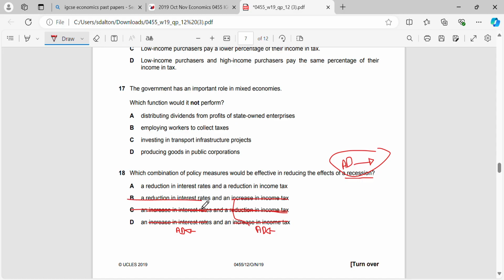So that's also wrong. If we reduce the interest rates, that is expansionary monetary policy, and AD will move to the right. And a reduction in income tax is expansionary fiscal policy, so AD will also move to the right.